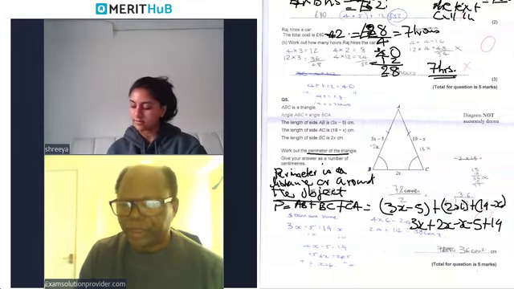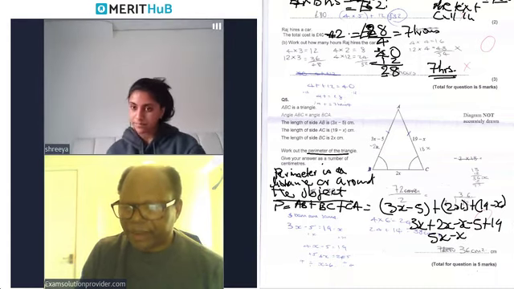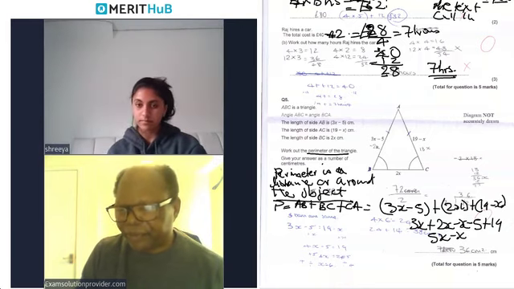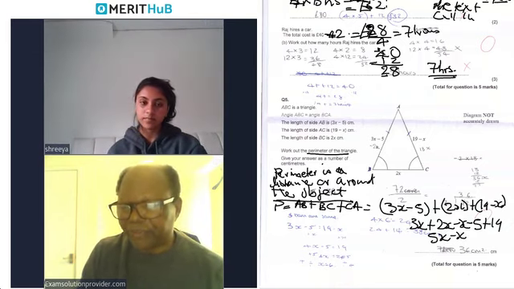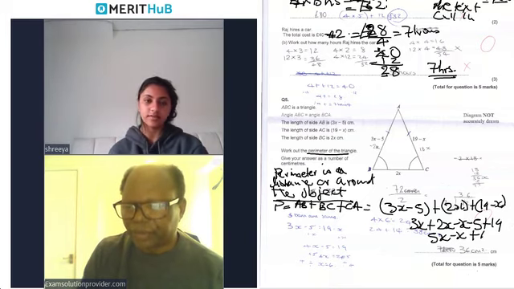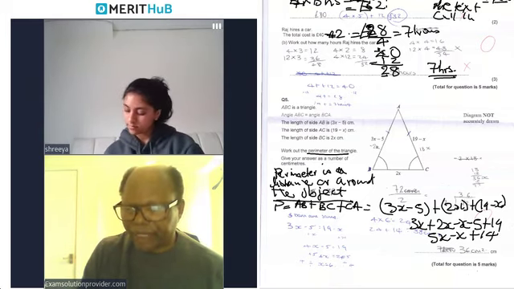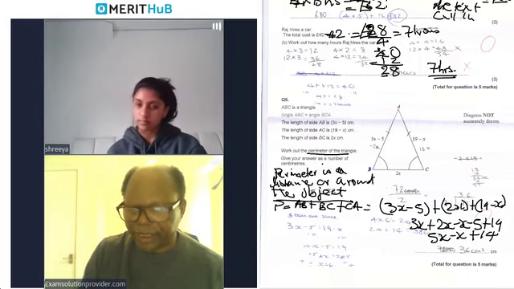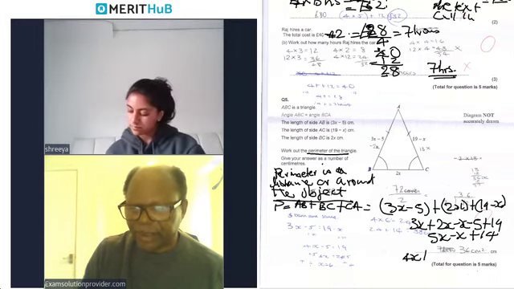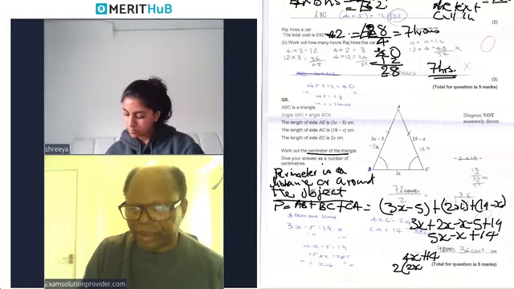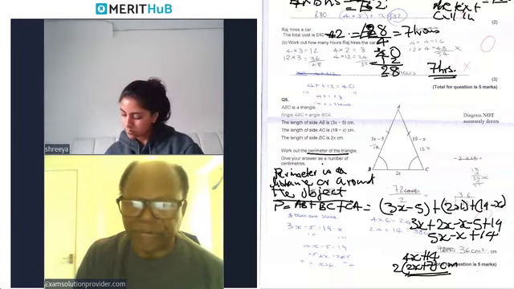So 3x plus 2x is 5x minus x. 19 minus 5 is going to be what? 14. So 5x take away x is going to be 4x. So this becomes 4x plus 14. Obviously you're going to factor out 2, which gives you 2(2x plus 7) centimeters. So you can leave it this way. They didn't say you should find the value of x.